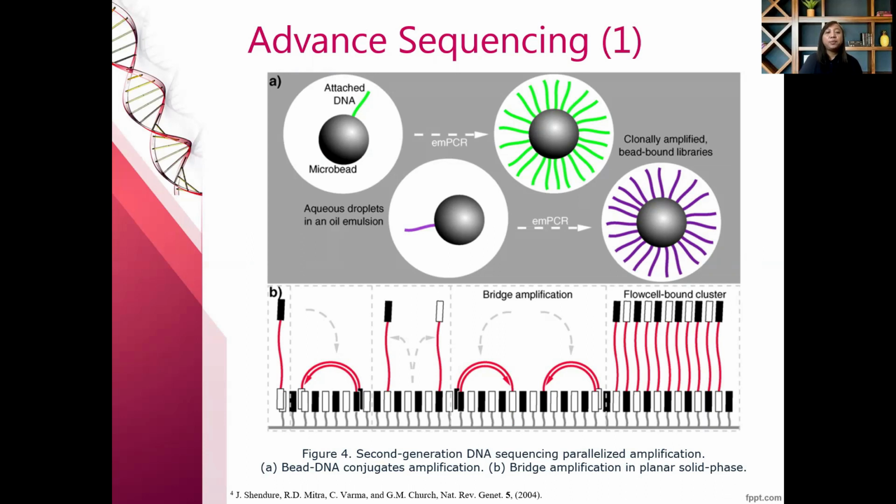The A picture shows the immobilization process with microbeads. One strand of template DNA is attached to one microbead. Then all of them are amplified simultaneously to produce microbeads with many strands of the same template DNA.